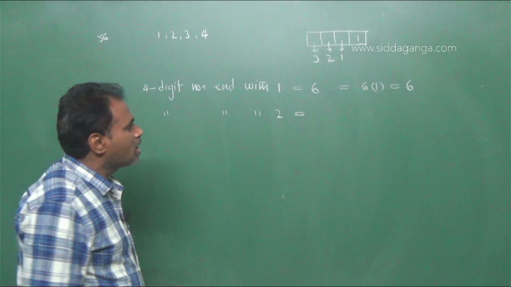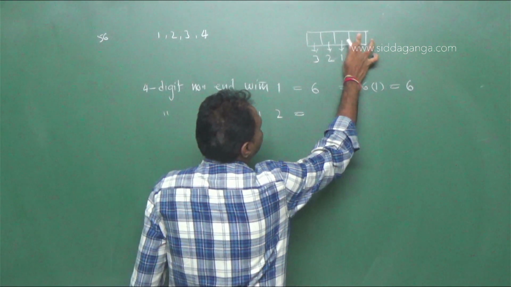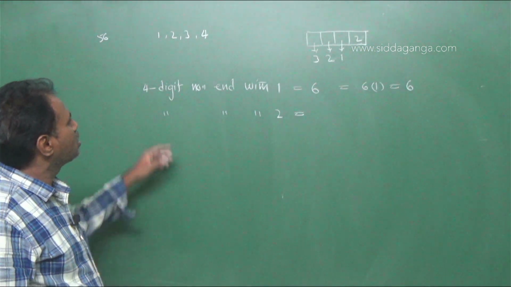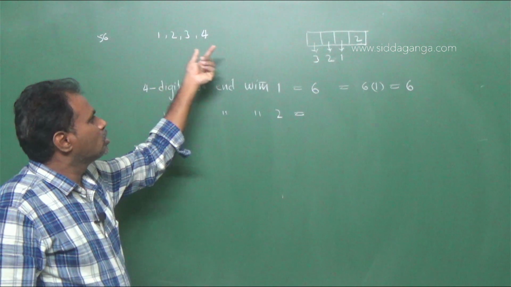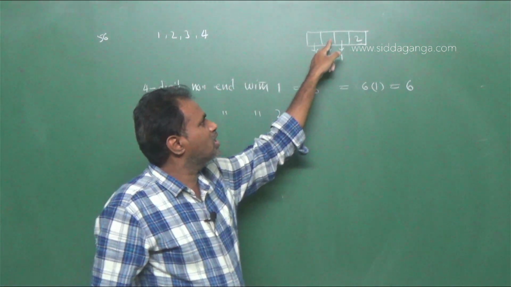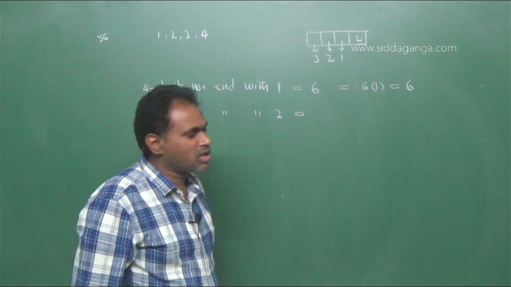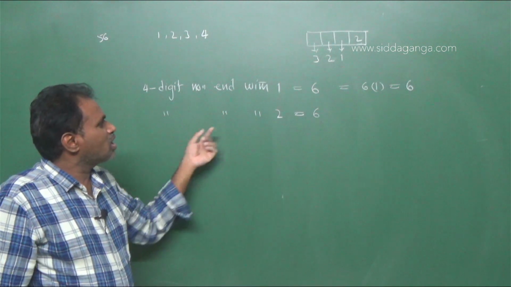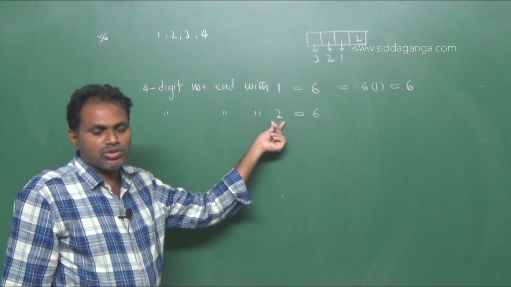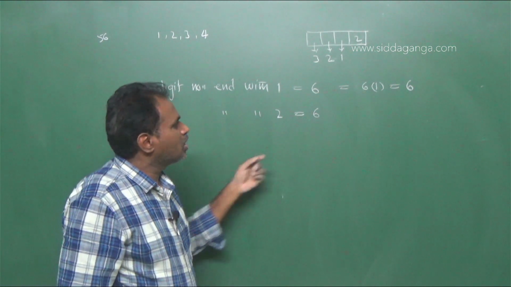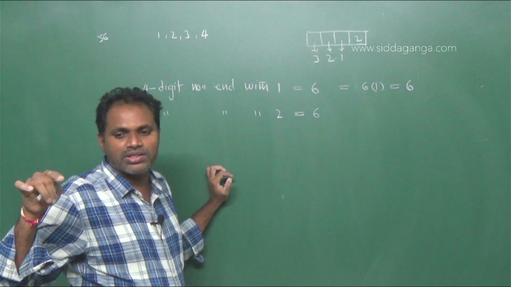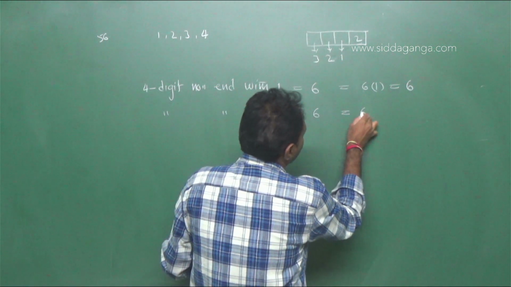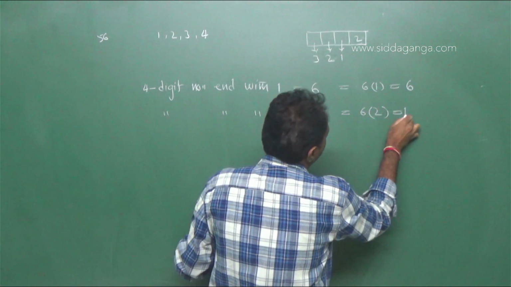Next, 4-digit numbers ending with 2. If you fix 2 in the last box, then the remaining 3 digits you can fix in the first box 3 ways, second box 2 ways, third box 1 way. Therefore, you will get 6 numbers whose unit place is 2. Therefore, 6 into 2 is equal to 12.